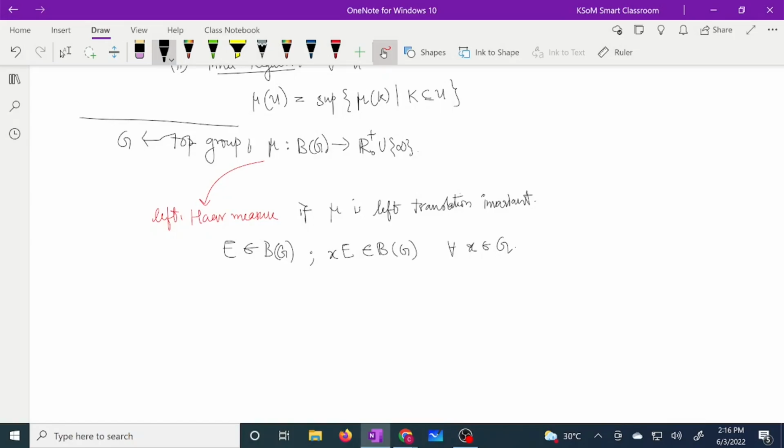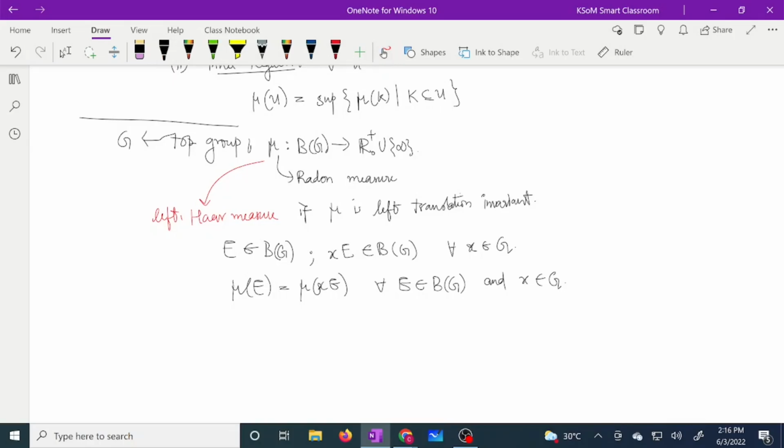What I require is that mu of E is equal to mu of xE for every E in B of G and x in G. So the Haar measure has to be a Radon measure. Yes, we defined Radon measure.